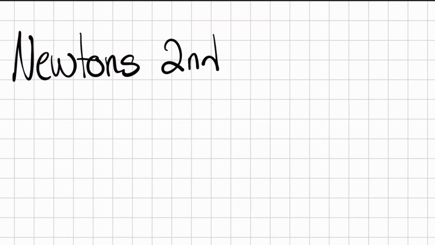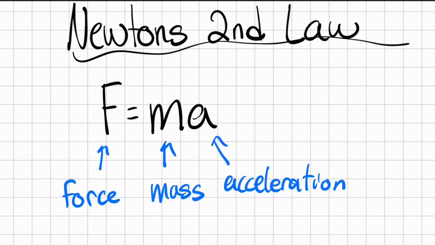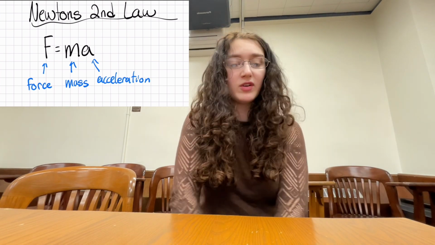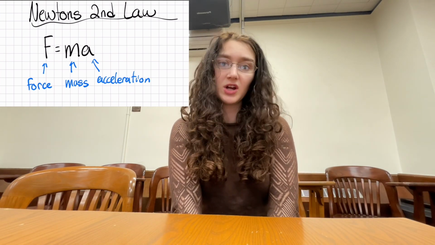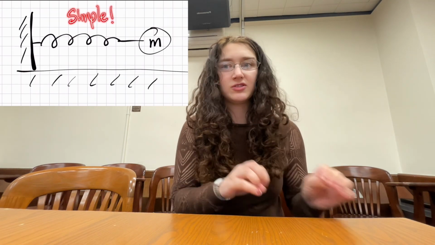You're likely familiar with Newton's second law. F equals ma. Force equals mass times acceleration. Using this one equation, we can derive an expression for the motion of an object, specifically one of the masses in the system. Let's focus on just this one simple spring and mass right now.